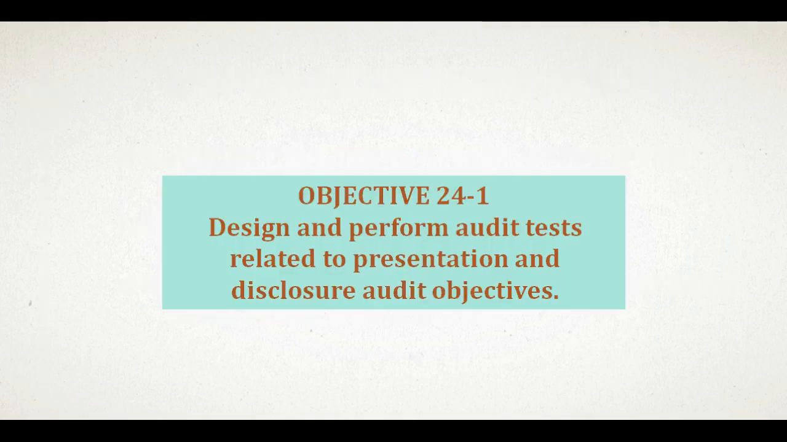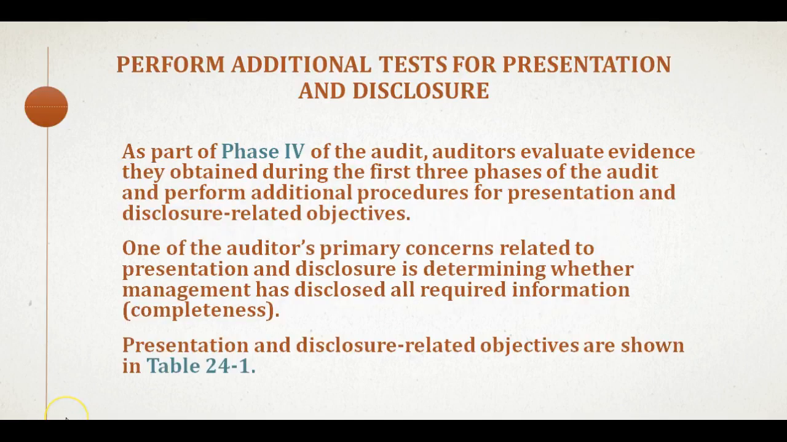We will begin by designing and performing audit tests related to the presentation and disclosure audit objectives. As part of Phase 4 of the audit, auditors evaluate evidence they obtain during the first 3 phases of the audit and perform additional procedures for the presentation and disclosure-related objectives. One of the auditor's primary concerns related to presentation and disclosure is determining whether management has disclosed all required information.